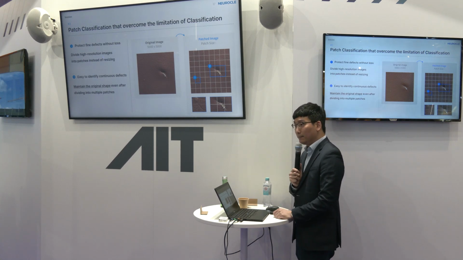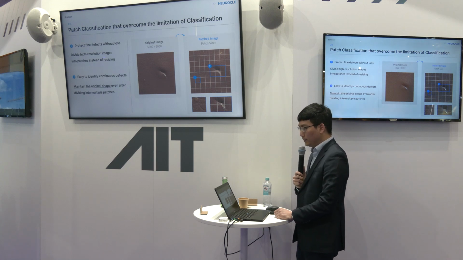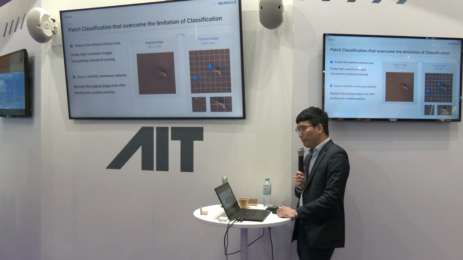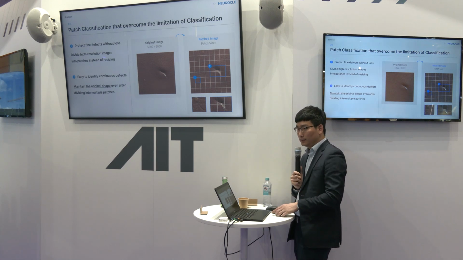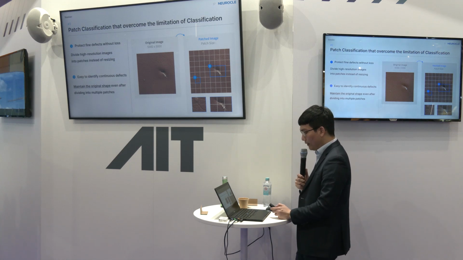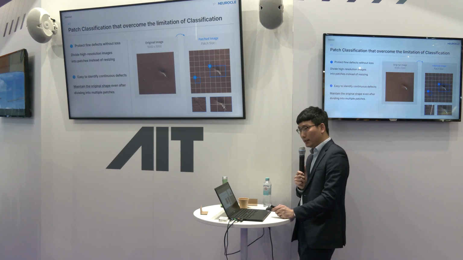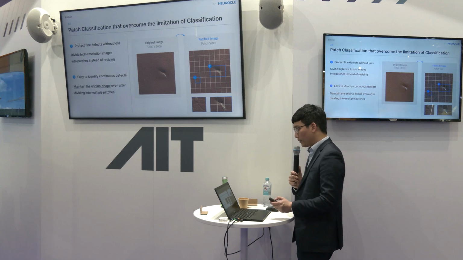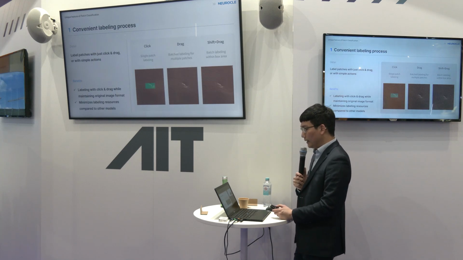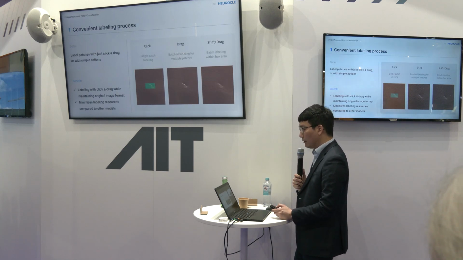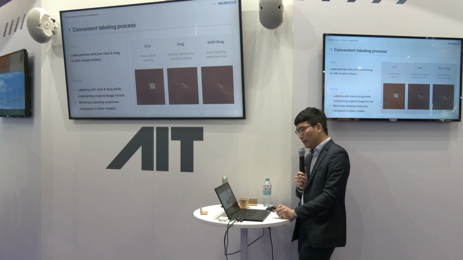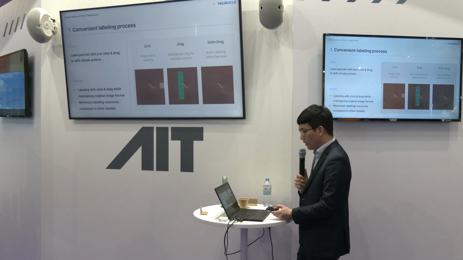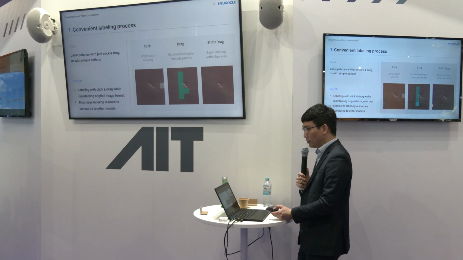Of course, we divide patch by patch, but there's some algorithm. We make a balance between all the borderlines, so you don't have to worry about any information missing between the borderlines. You can just draw the labelings like this with the patches. Then our patch classification model will train on it and find the defects on the high resolution data.